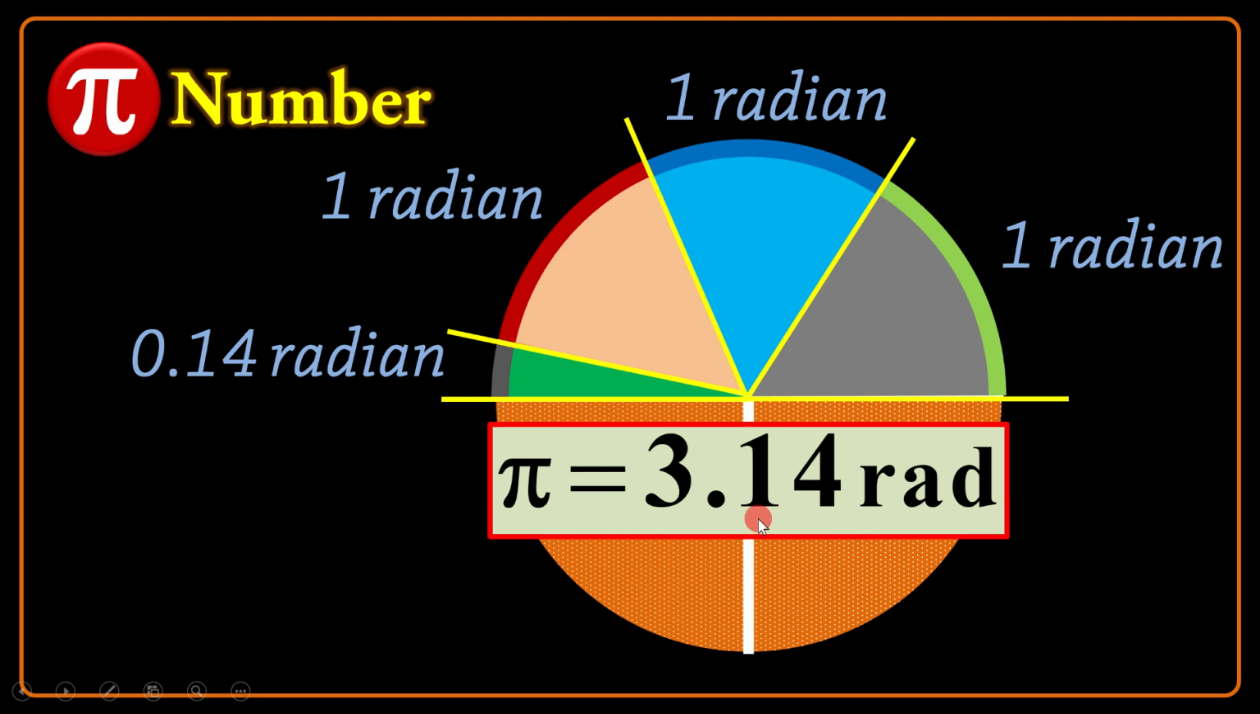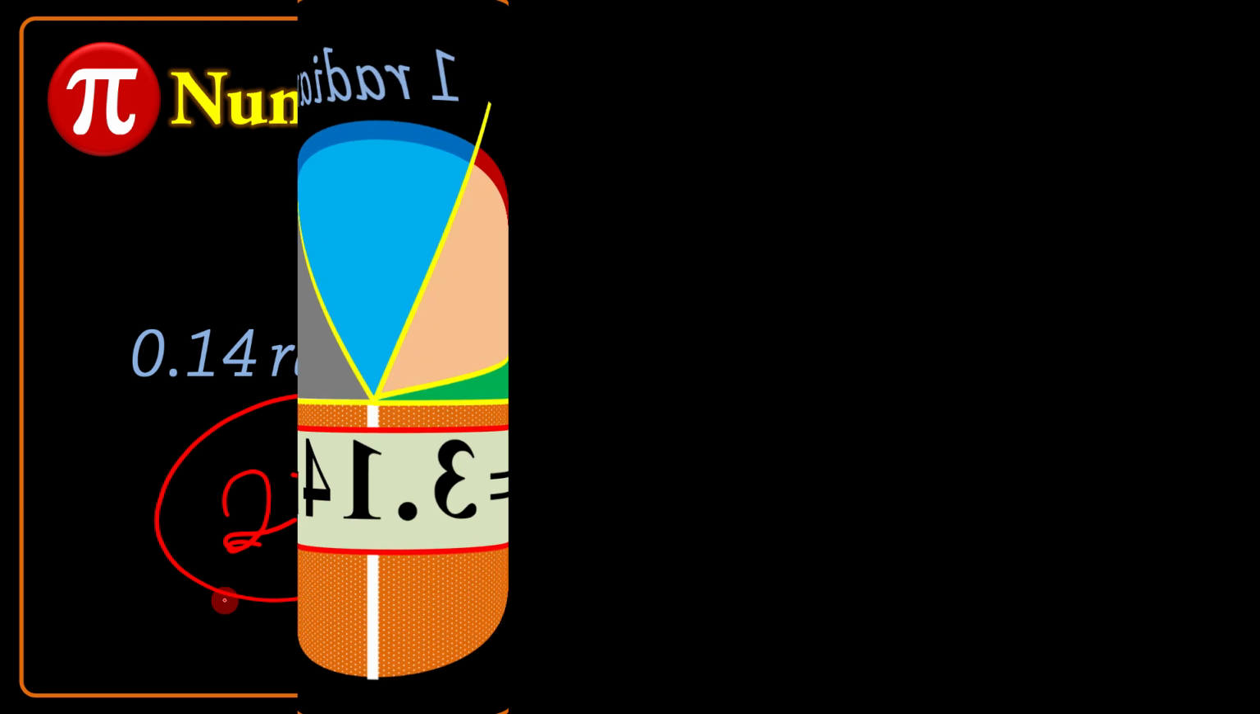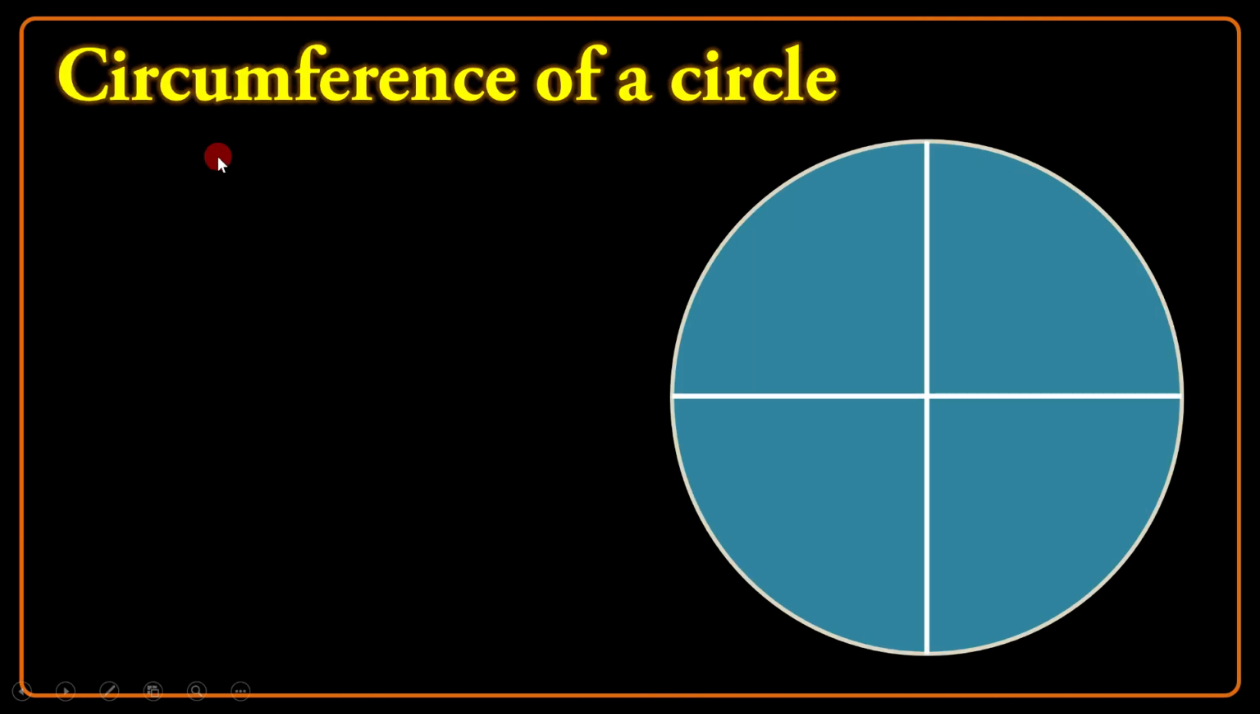This is the approximate value of the pi number. You know that pi is an irrational number and you cannot find all the digits after the decimal point, but approximately it is 3.14. Based on that, you can infer that the whole circle will be 2 pi radians.